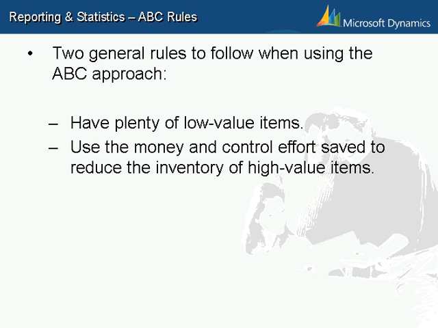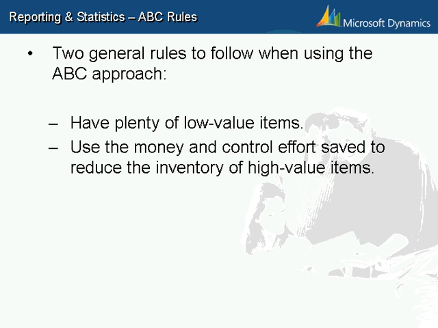Okay, so the second rule: use the most money and control to reduce the inventory of high value items. Items which belong to group A represent about 20% of the items in stock and account for about 80% of the value. They are very important and deserve the tightest control and the most frequent review. In the ABC approach, A items take on a high priority level of control. These items will be tightly controlled, including a focus on keeping accurate records, a regular and frequent review by management, a frequent review of the demand forecast, and close follow-up and expediting to reduce lead time.